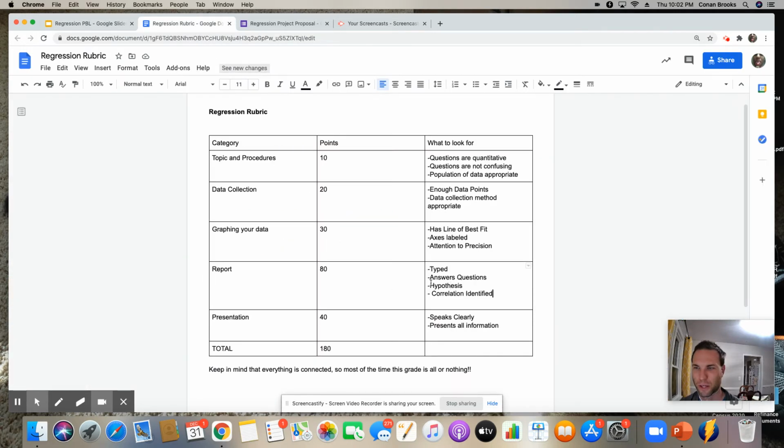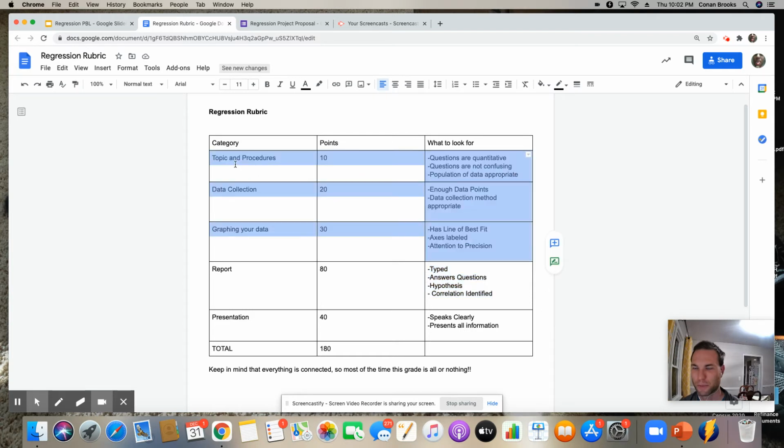So the report's worth 80 points. Obviously, if you don't do these steps correctly first, then the report is going to be garbage. And so you need to make sure you get approval for your data. You need to make sure you collect your data and then graph your data. And then, the report is just typing up what you find. And as you can see when you look at the example, it does not have to be very long.